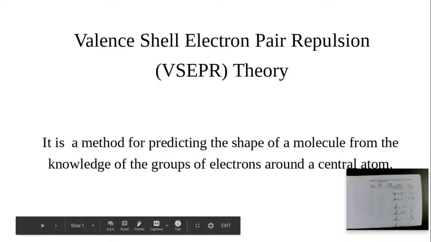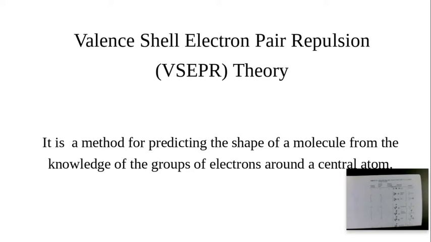All right, today we're going to talk about valence shell electron pair repulsion, also known as the VSEPR theory. VSEPR is literally a way of taking the valence electrons of the atoms, putting them into the electron configuration, and determining or predicting the shape of each compound or molecule.